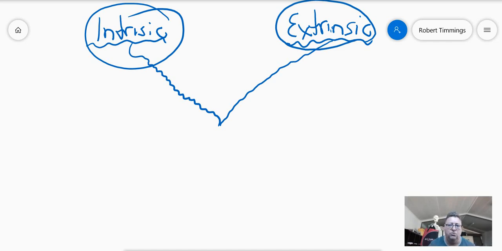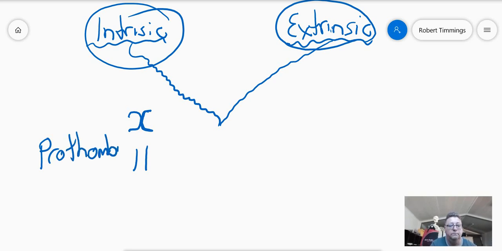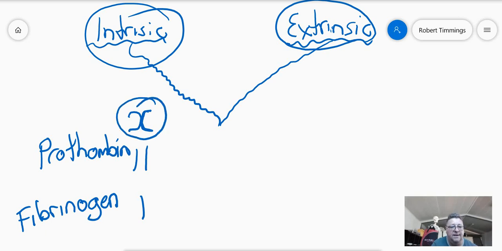And what it comes down to is three key players. They are factor number 10, Roman numerals, factor number 10, factor number 2, which is commonly called prothrombin. So this might be a term you're familiar with, prothrombin. And factor number 1, commonly called fibrinogen. Now, these factor 10, factor 2, and factor 1 are all proteins that are manufactured in your liver.